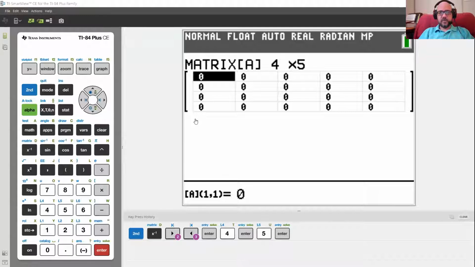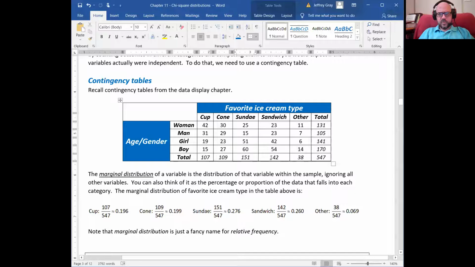So let's see here. Okay. So women, 42, 30, 25, 23, 11. I'm not sure I can remember that. 42, 30, 25. All right. I tell you what I'm going to do. Just to avoid a bunch of dead air here, I'm going to go ahead and type these in off camera and then show you a little bit how I did it. I'll be right back.